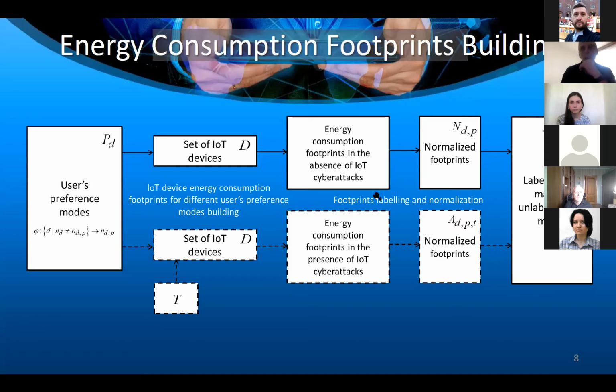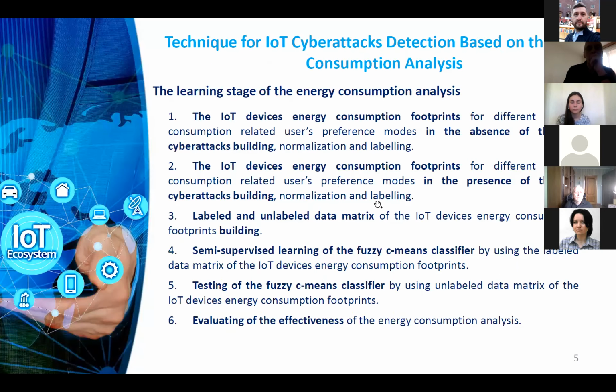Based on these measurements, the set of IoT devices' energy consumption footprints is constructed. Part of them is labeled as normal footprints and entered into the labeled data matrix, and the rest is entered into the unlabeled data matrix. After that, the semi-supervised learning of the fuzzy C-means classifier by using the labeled data matrix of energy consumption footprints is performed.